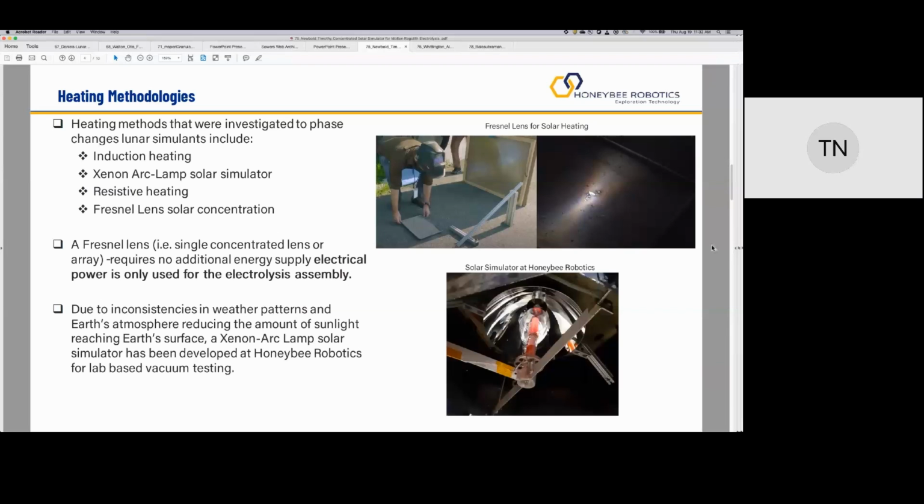So as you can see on the lower right, that's a picture of the inside of the concentrated solar simulator that we've developed here. It utilizes a xenon short arc lamp in tandem with an elliptic reflector, so that the point source of light is located at one focus of the reflector and the regolith bed is located at the other focus. Following these trade studies and this development, we proceeded to test and try to phase change regolith. If you could continue.